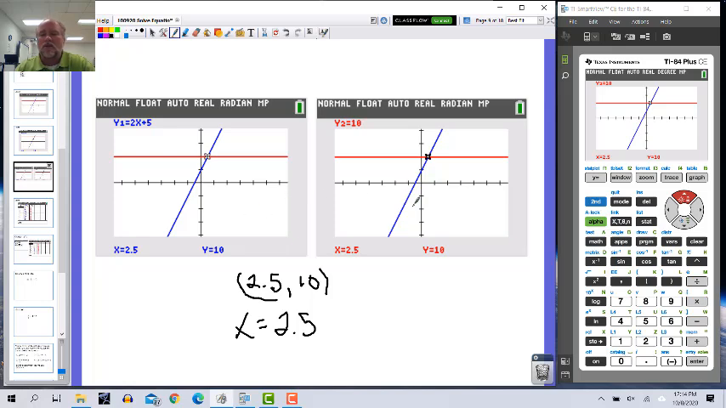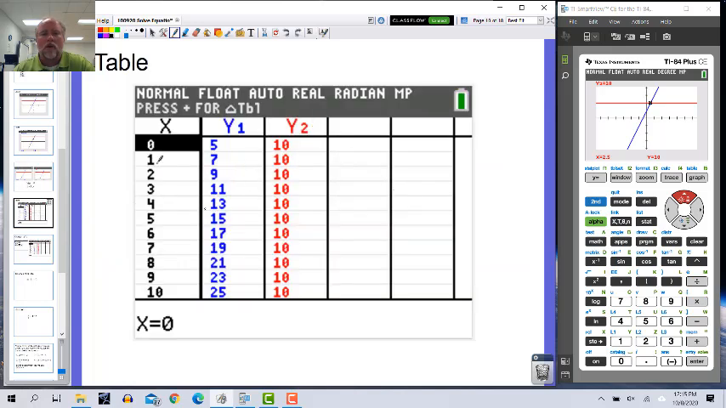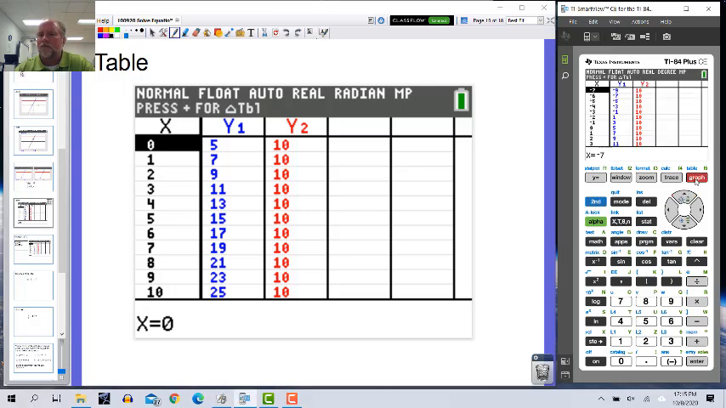Now what I also want to look at is looking at it on the table. So this is what your table is going to look like. Now where do we find this? Well, if you look at your calculator right above the graph button, you'll notice that there is the word table, so that's what I want. How do I get to that thing up above the graph? I hit the second key and then hit graph. So I'm going to hit second, graph.